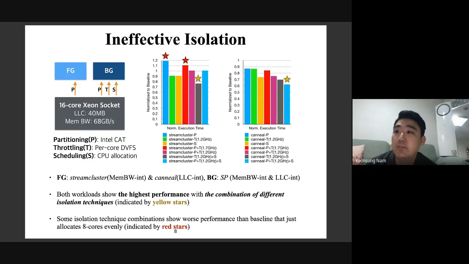Yellow stars in the graph show the combination with the highest performance. Canneal, shown in the right graph, reaches the highest performance when using all isolation techniques, but streamcluster, shown in the left graph, achieves the highest performance without using the partitioning approach. And red stars show the case of performance degradation when using hardware cache partitioning. Here, streamcluster does not benefit from it. It's because streamcluster has a very low last level cache hit ratio.